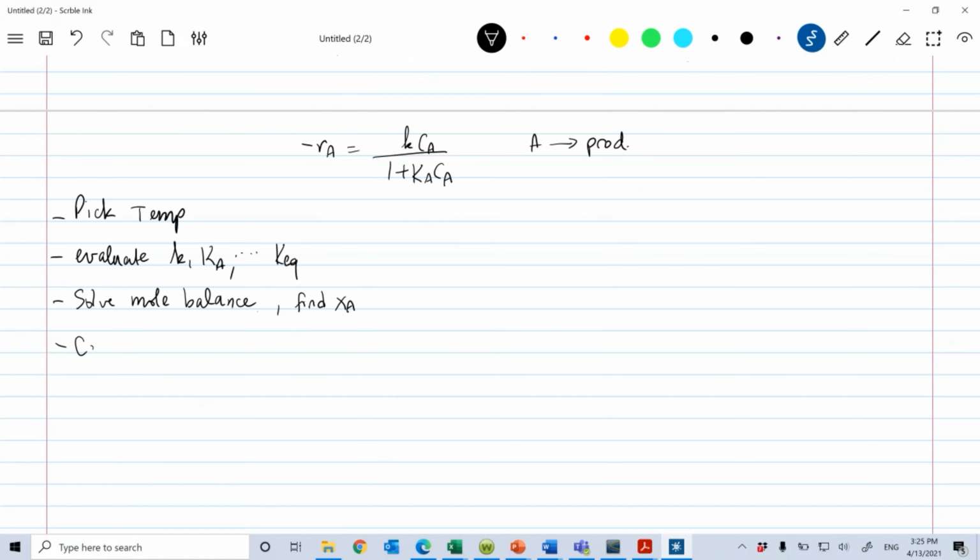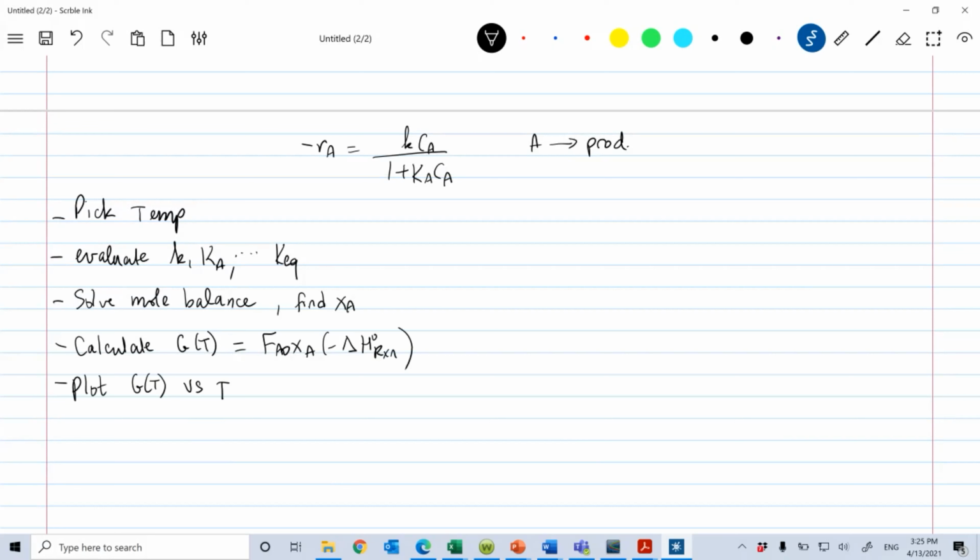You can calculate G of T, which, if you remember, is equal to that. That's G of T. And you can plot G of T versus T. So this is the first thing you would do. This is plotting your G of T curve.